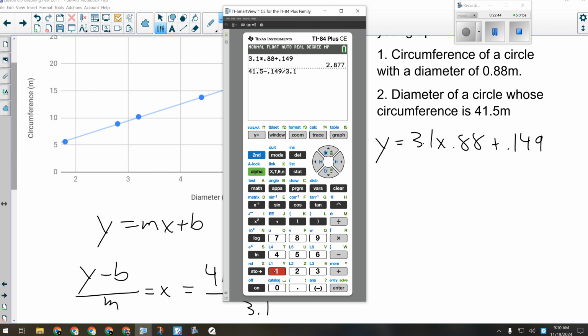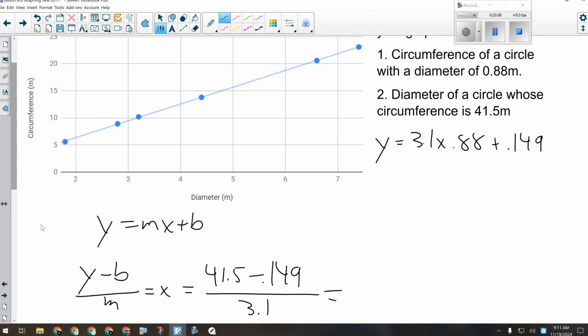It's going to come up on a lot of formulas that we do. If you have an addition or subtraction operation on the top, you're going to need to bracket it. So 41.5 minus 0.149, and then divide that by the bottom. Or just do one and then the other. So I should get a diameter there of 13.3 meters. Everybody all right with that one?